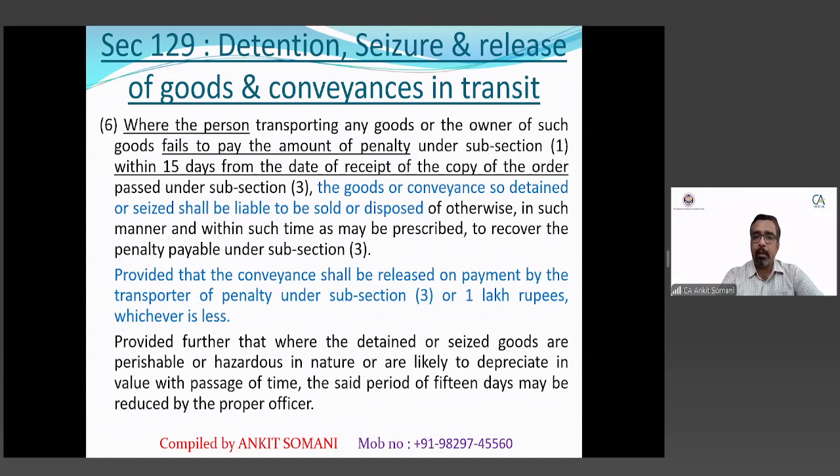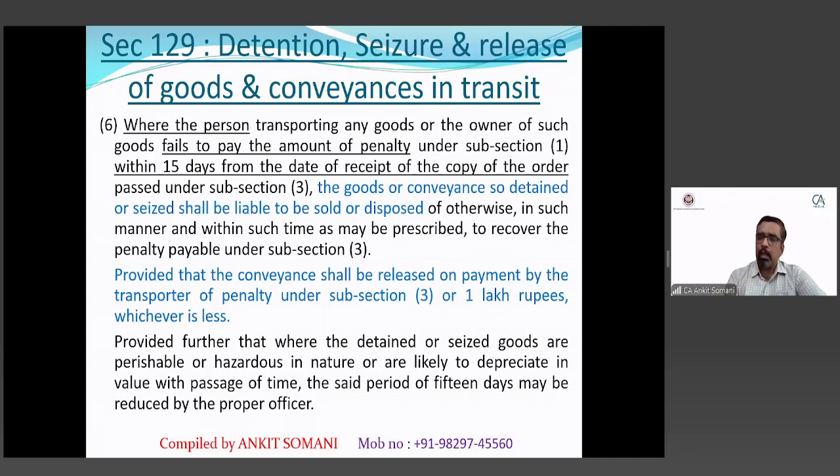Subsection 6: where the person transporting any goods or the owner of goods fails to pay the amount of penalty under subsection 1 within 15 days from the date of receipt of the copy of the order passed under subsection 3, the goods or conveyance detained or seized shall be liable to be sold or disposed of in such manner and within such time as may be prescribed to recover the penalty payable. Provided the conveyance shall be released on payment by the transporter of the penalty under subsection 3 or 1 lakh rupees, whichever is less.